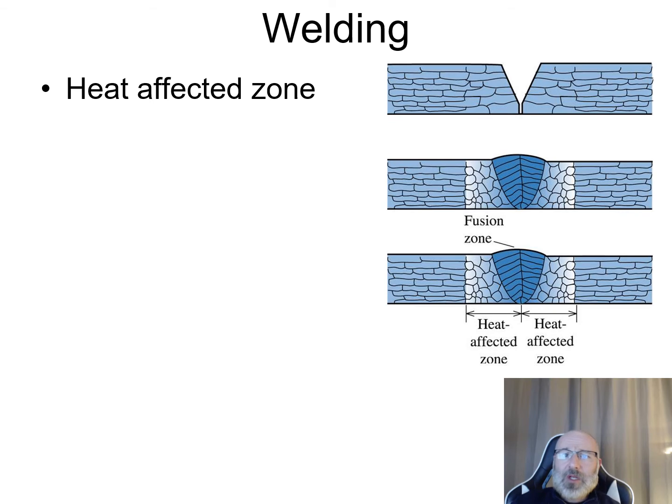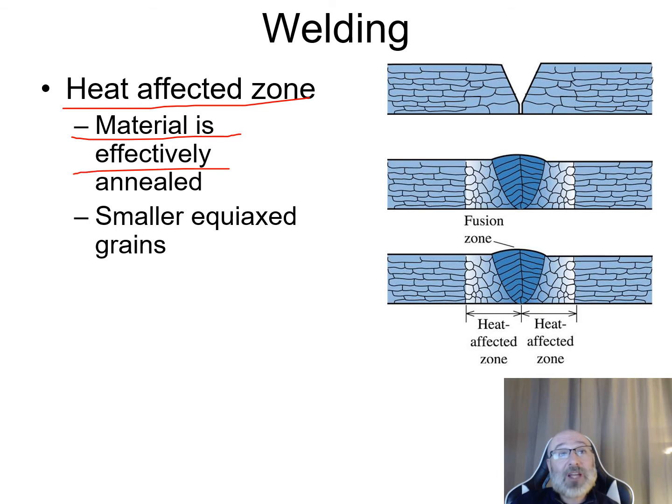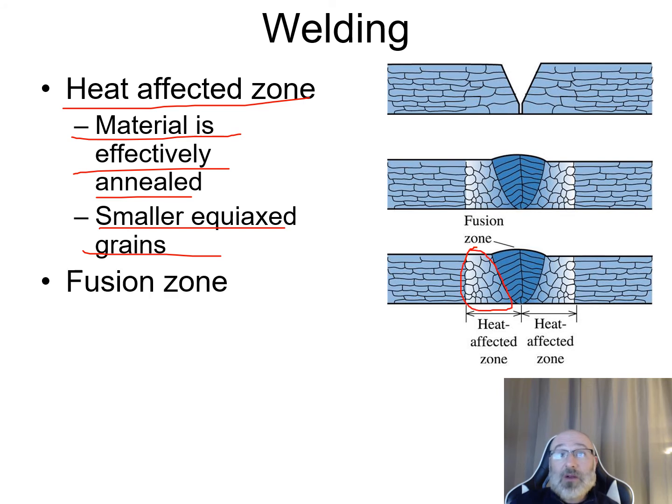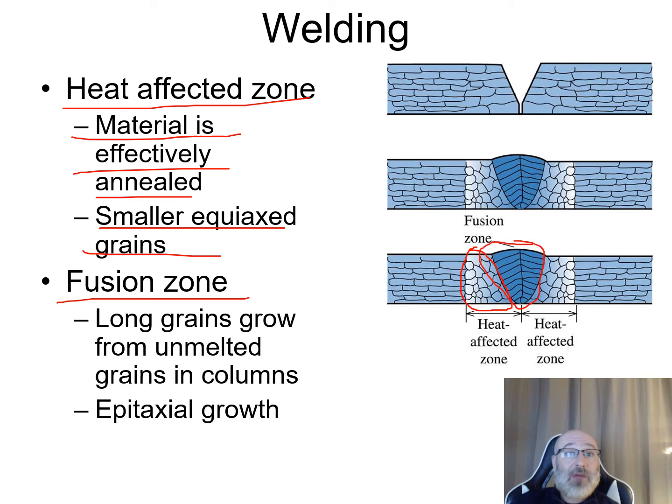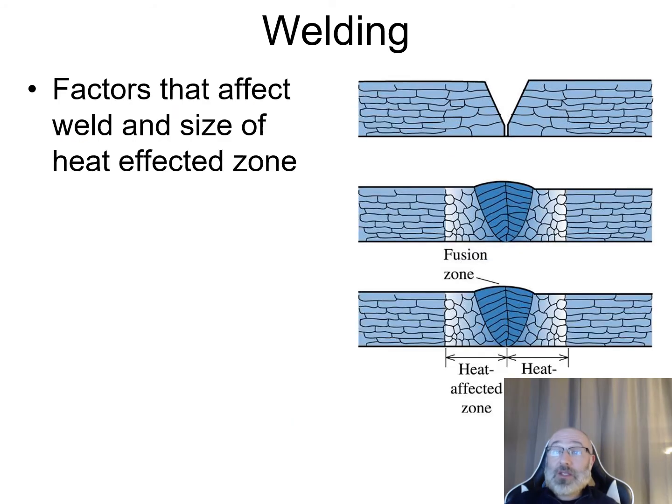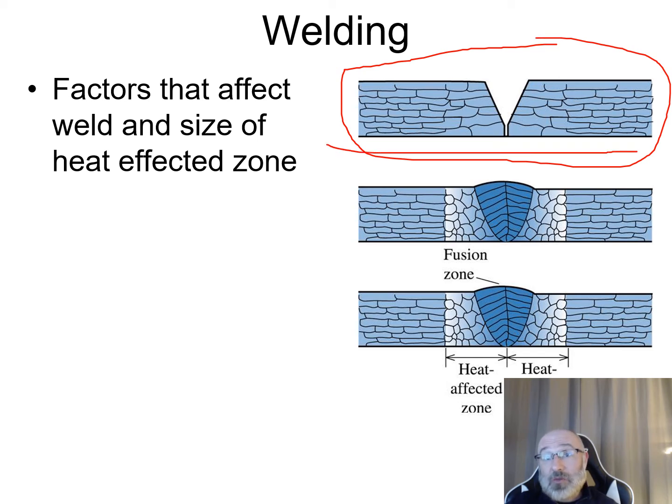So let's take a look at a little bit more detail at our heat affected zone. Within this heat affected zone, we can see that the material is going to be effectively annealed, and then we can see these smaller equiaxed grains. So here's these smaller grains right here in that heat affected zone. So moving from there and taking a look at our fusion zone now, this section right here, what we can see from this, we have these long grains that grow from unmelted grains in the columns right there. So you can see these longer grains right there, and epitaxial growth right there. So there's long grains that we have right here in this fusion zone. So in this example that we're looking at, we have this single V butt weld that we're doing right here within these two plates.